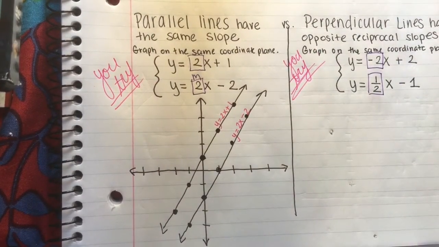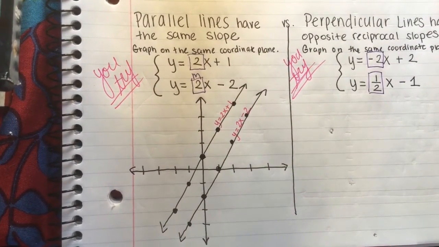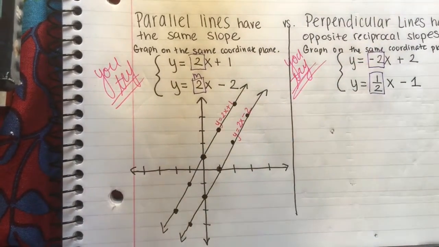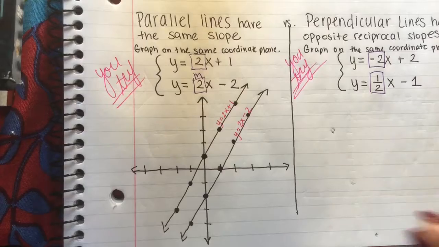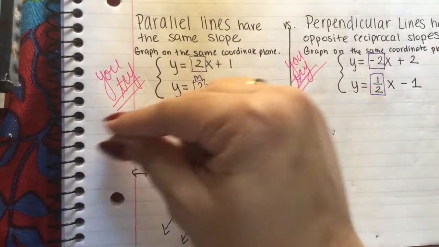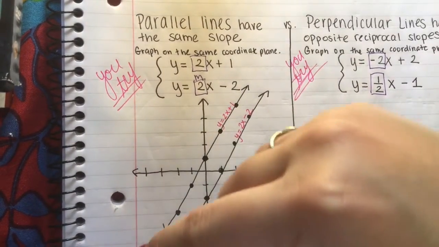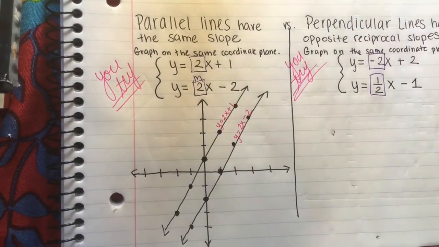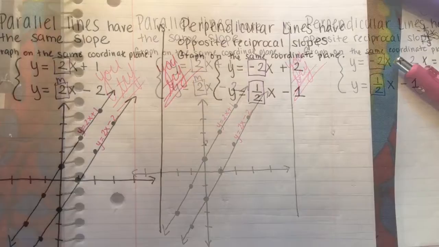Notice how these lines are parallel, which means they will never intersect. It's a sketch of a graph, so obviously these lines aren't completely perfect, but you can see that they look similar to these blue lines on our paper. They're going in the exact same direction. They're parallel. They have the same slope. They will never intersect.